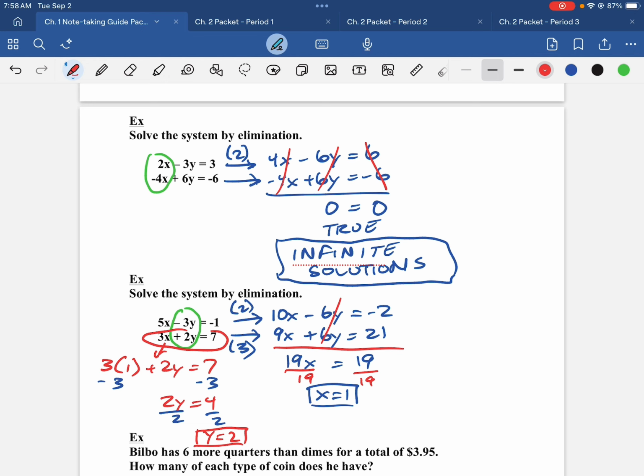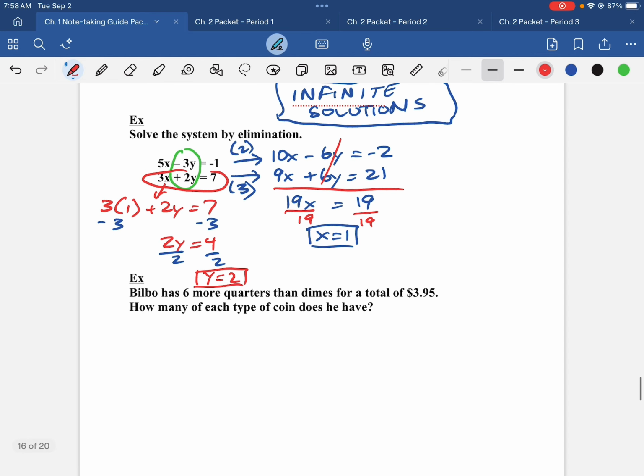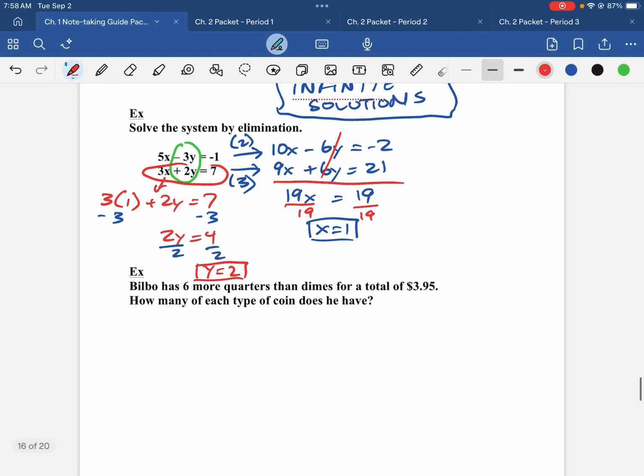Okay, all right, let's try a word problem. Bilbo has 6 more quarters than dimes for a total of $3.95. How many of each type of coin does he have? Okay, we got quarters and dimes. So I'm going to write 2 different equations here.